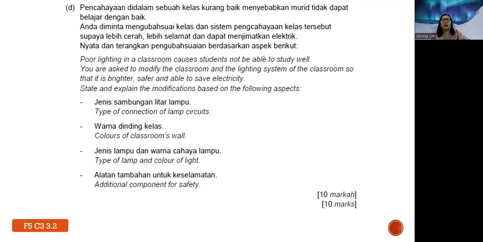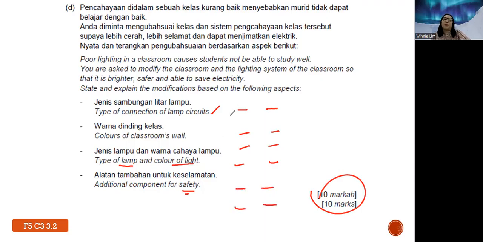Now, even though they only give you 5 aspects, because it is 10 marks, you need to give minimum 5 points. So for type of connection, you only give one idea. Color of wall, only one idea. But here they say type of lamp and color of light, so you can give 2 ideas, agree? Then additional component relating to safety. But if you have more ideas, you can also give more.